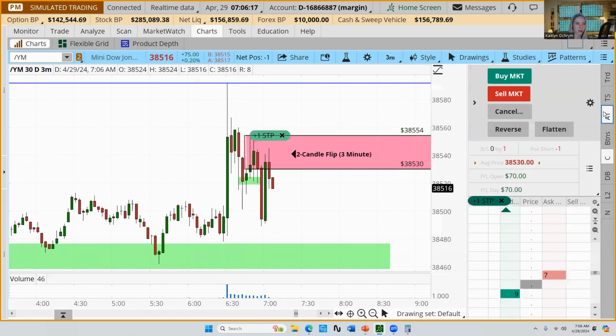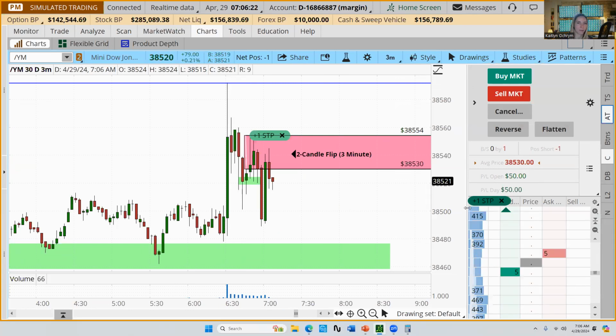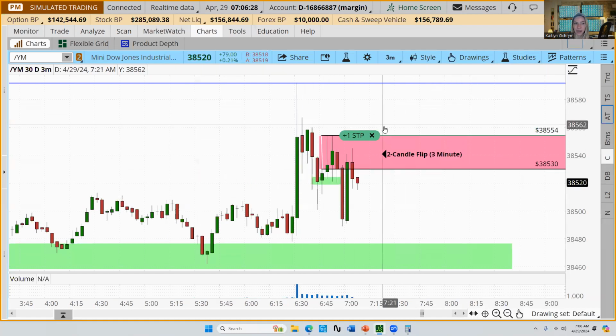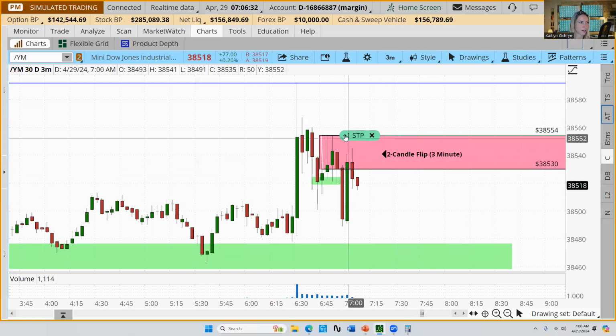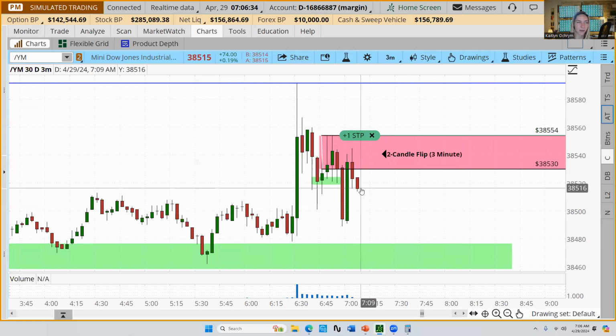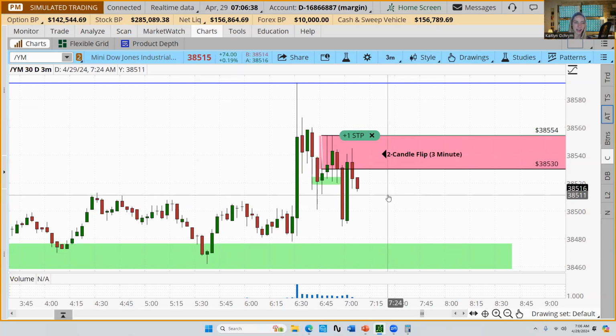If you're up on your Dow trade, always good to lock in those profits and then find another entry to get back in if you so choose. But up $50 now, just one contract. Manage your risk. If you want to bring your stop down, you can do that as well. But I'll be keeping an eye on Dow moving forward and see if we can get a little bit more momentum to the downside.